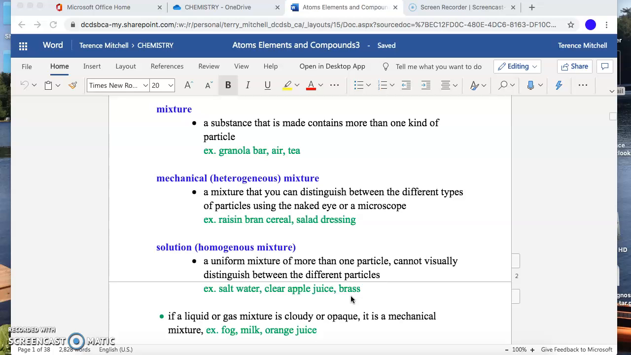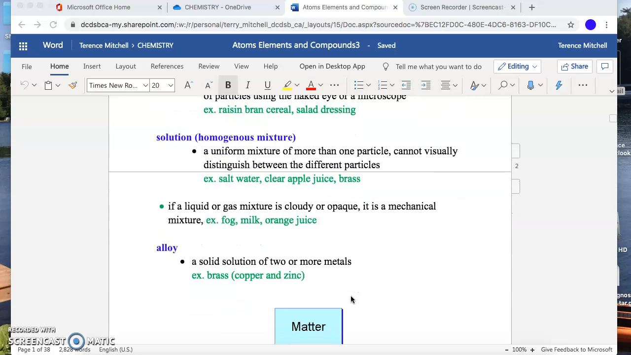So it's definitely a mixture of different things. It's not just one substance. And an alloy: when we mix metals together, we call that an alloy. And so stainless steel, which is what your utensils are made of, brass, bronze. These are alloys where we've mixed metals together so we get different properties.